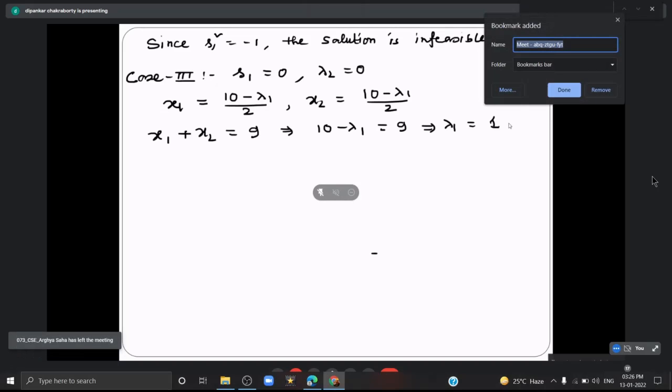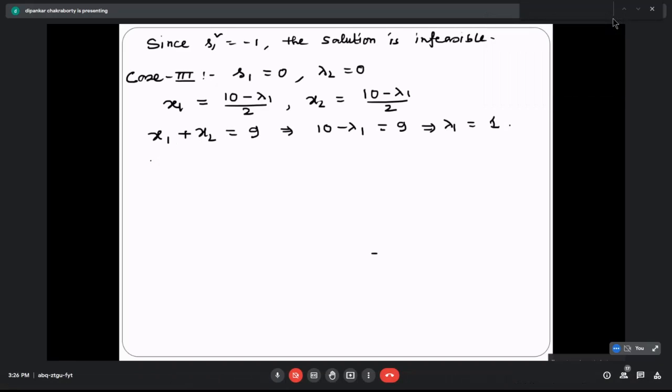So now we are going to check the feasibility by considering the second constraint. So second constraint is what? Minus x1 plus x2 plus s2 square is equal to minus 6. What is the value of x1? We can calculate it here. We have to find out the value of x1 and x2 by putting lambda 1 equal to 1.